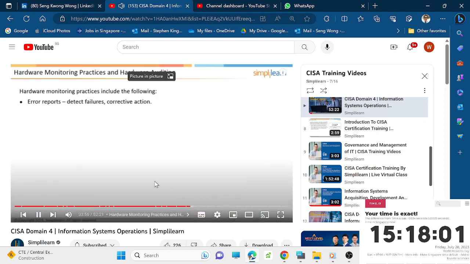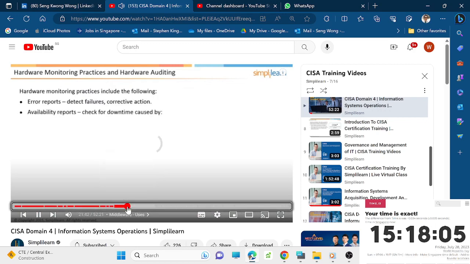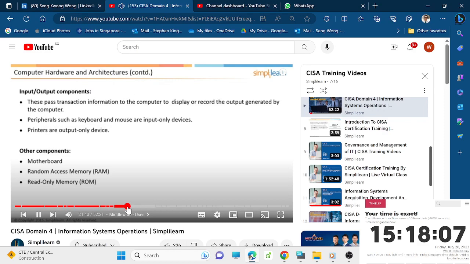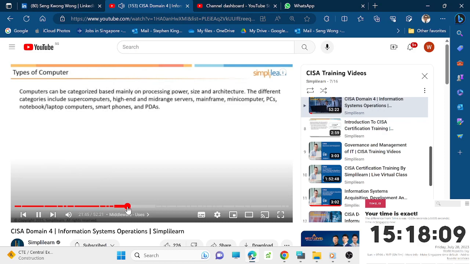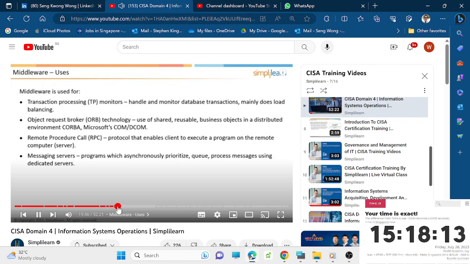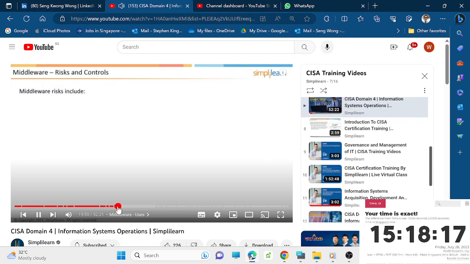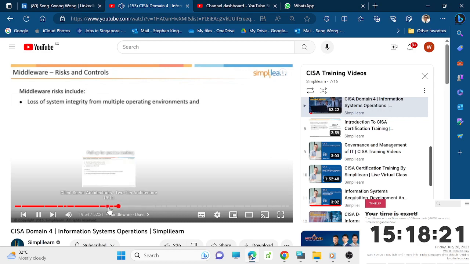Reports that are used to record failures and corrective action taken are available in the following few screens. Computers can be categorized based on several criteria. We look at risks and controls of middleware in the following screen. The major risk of middleware is loss of system integrity from multiple operating systems.